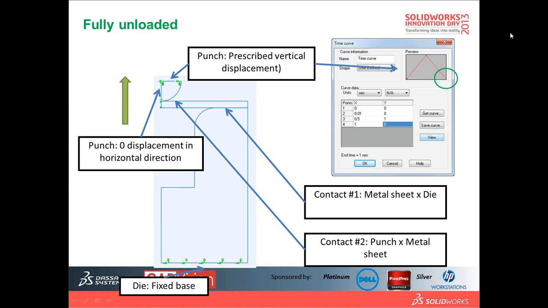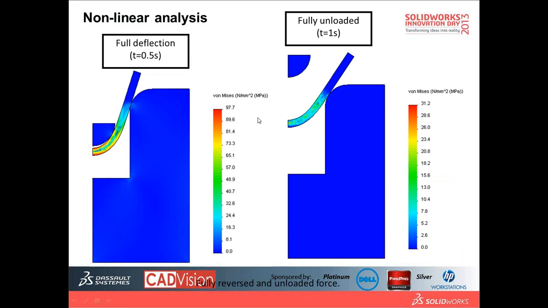At this time, the workpiece is already plastically deformed, right? And then we can see what is the result yield in this stage. Okay, so this is the result of it. This is a full deflection, T equal to 0.5 second. This is a time dependence. So actually, the speed of the punch also has effects on the bending.